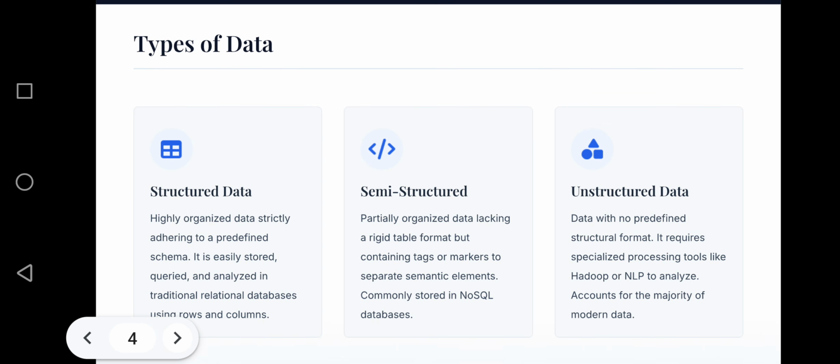It is stored, queried and analyzed in traditional relational databases using rows and columns.